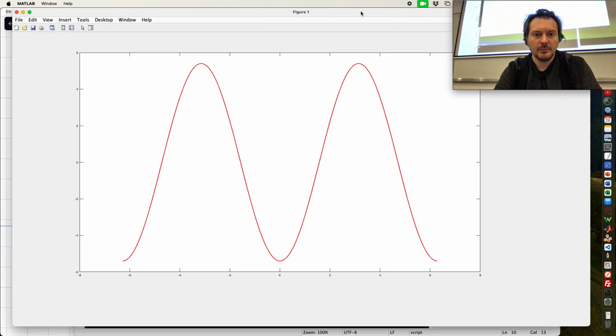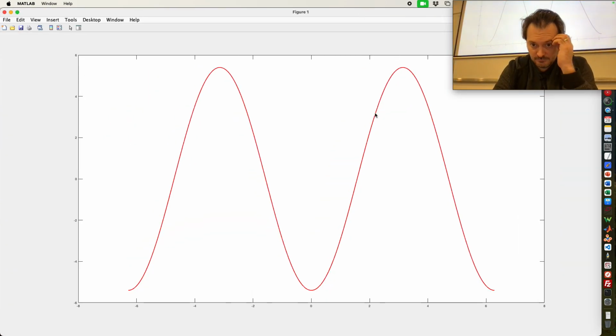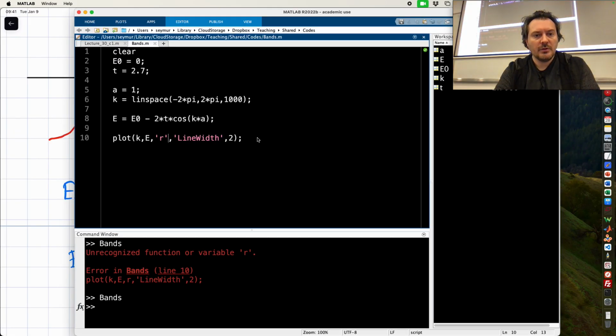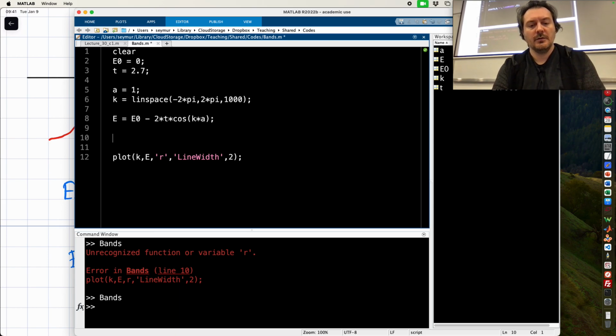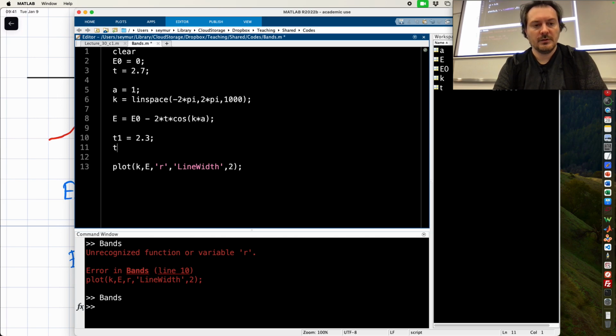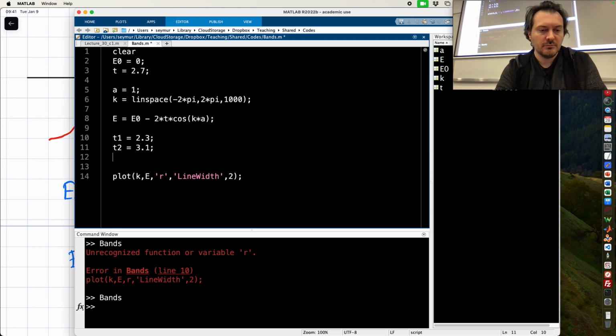So here is the band structure. Do you see it? Good. So let's now go ahead and do the other ones. Let's say T1 is 2.3, T2 is 3.1, right?